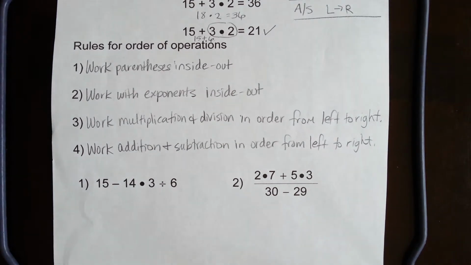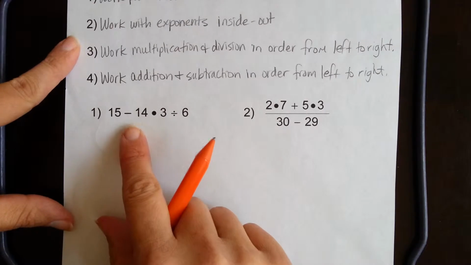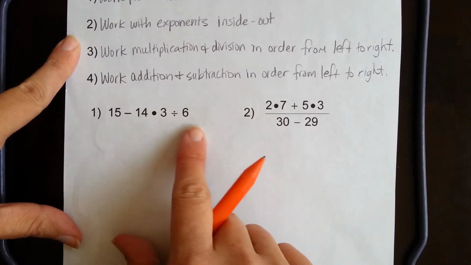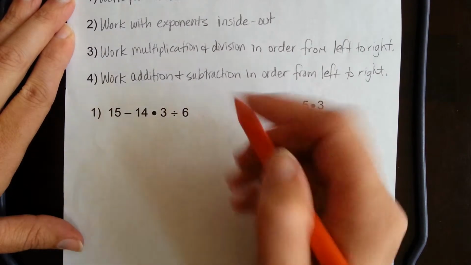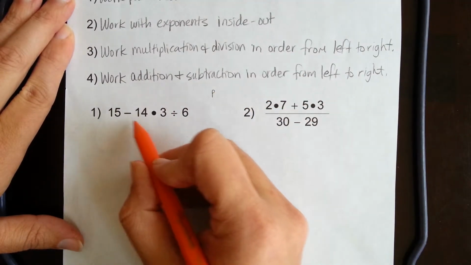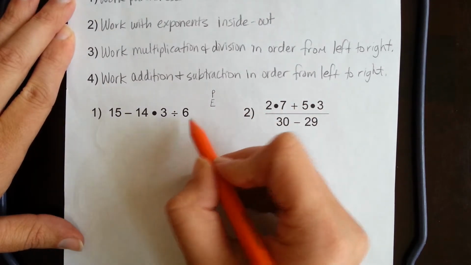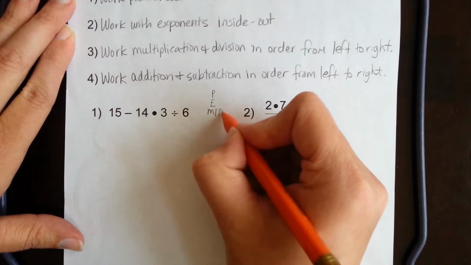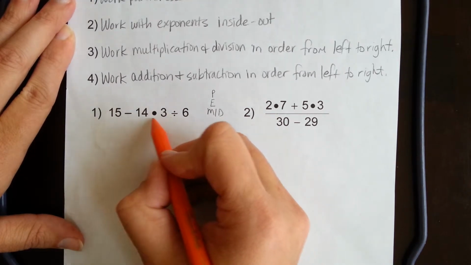Alright, well, let's apply that to a few problems. Problem number 1. We have 15 minus 14 times 3 divided by 6. So if I was looking at this problem, first I would look to see if it had any parentheses. It doesn't. Then I would look to see if it had any exponents. It does not. So we look for multiplication and division. Here I have multiplication and here I have division. So I would do it in order from left to right.